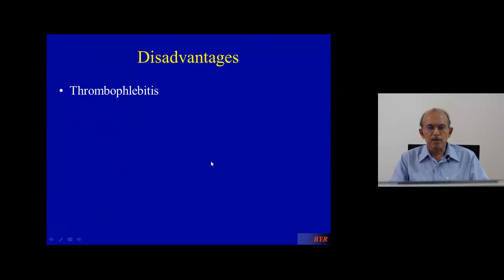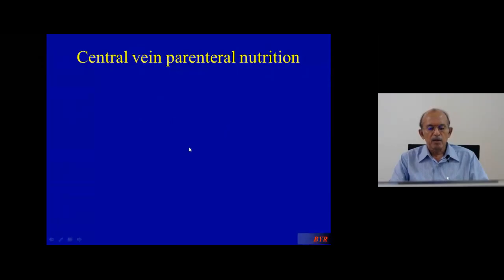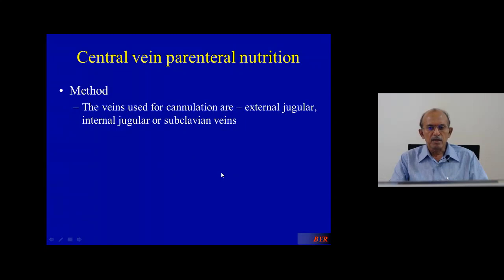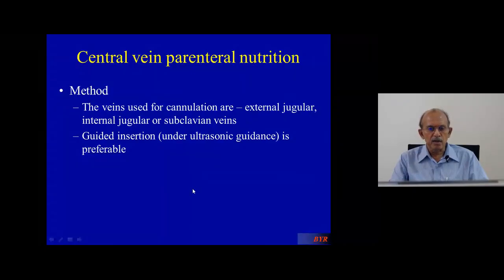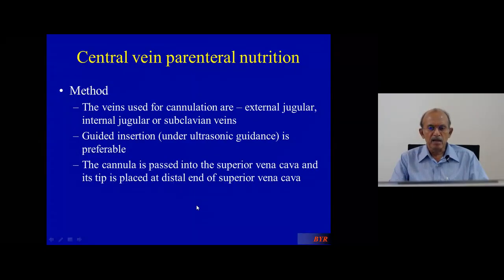Disadvantages of peripheral parenteral nutrition is thrombophlebitis. That is why you go for central vein parenteral nutrition method. The veins used for cannulation are external jugular, internal jugular, subclavian veins. Guided insertion and ultrasonic guidance is preferable. The cannula is passed into superior vena cava and tip is placed at the distal end of the superior vena cava.